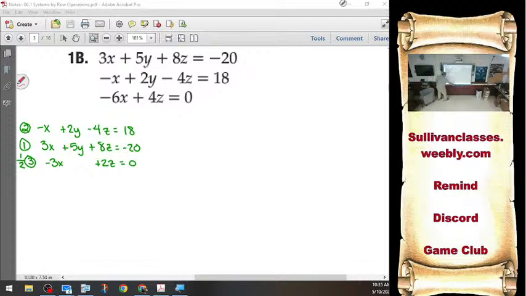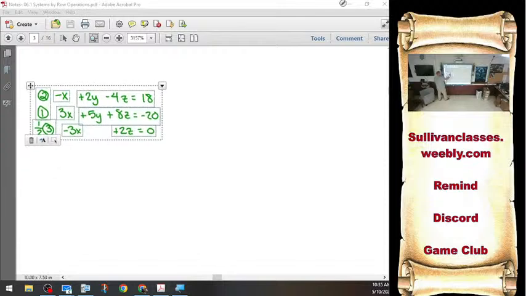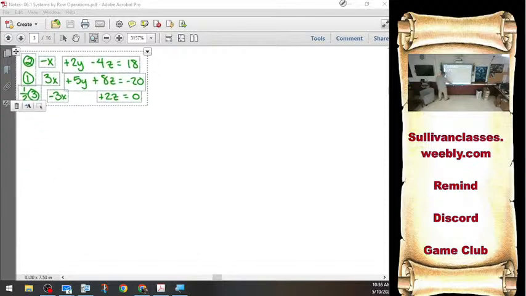Now, go get rid of this triangle. Start with your x's, then move on to y's. Go.